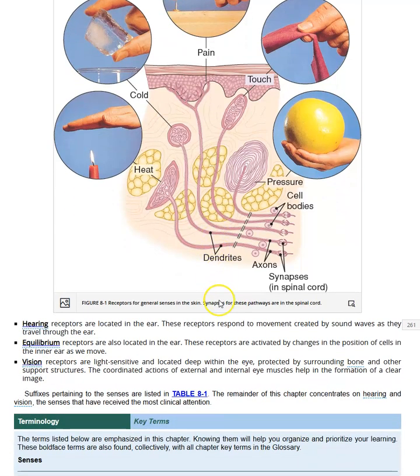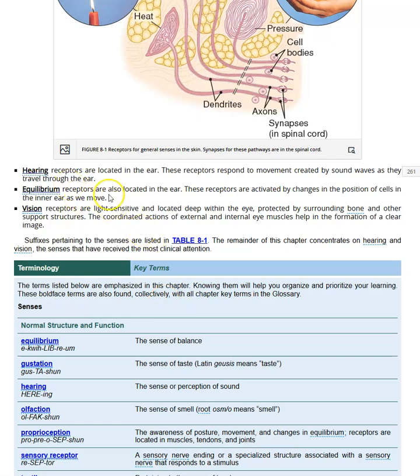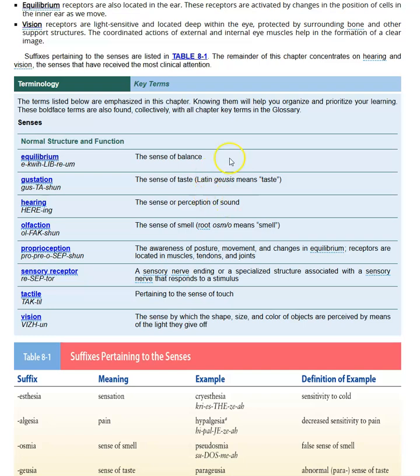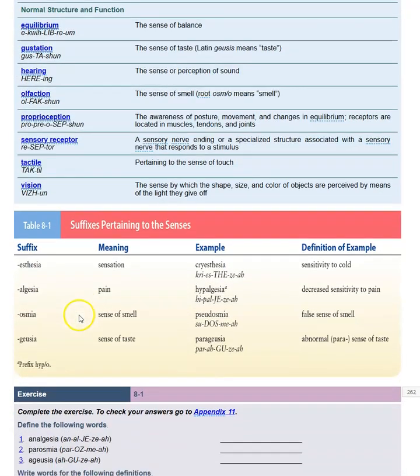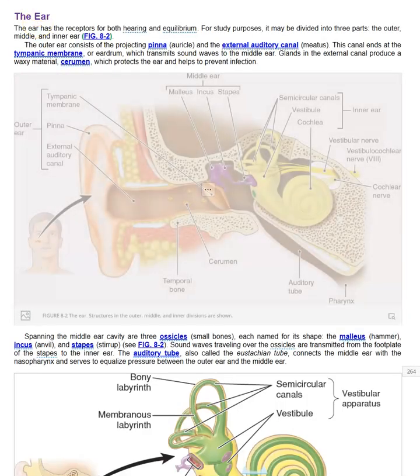All right, hearing, equilibrium, vision, it's all still part of the senses. Equilibrium is actually controlled by the ears, inside the ear, and so is hearing. We know about vision, that we see out of our eyeballs. Terminology: equilibrium, gustation, hearing, olfaction, proprioception, sensory receptor, tactile, and vision. Suffixes: algia, osmia. Okay, and then the exercise.